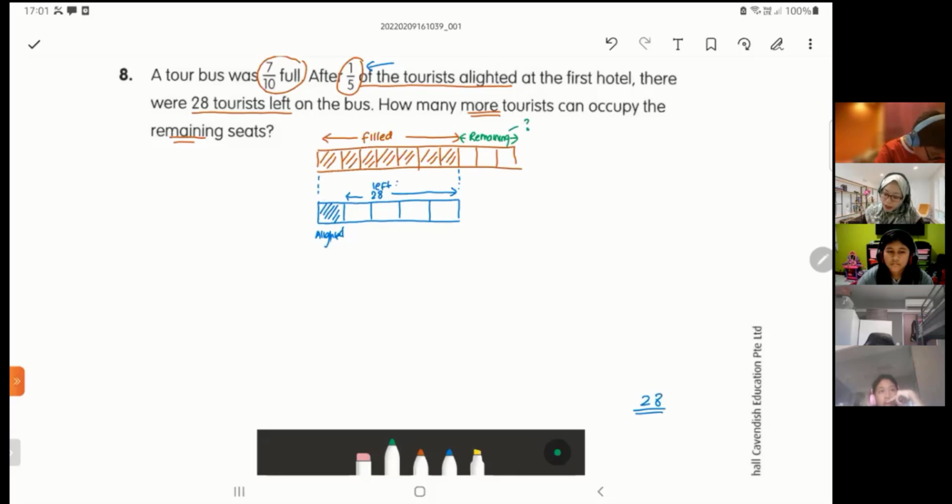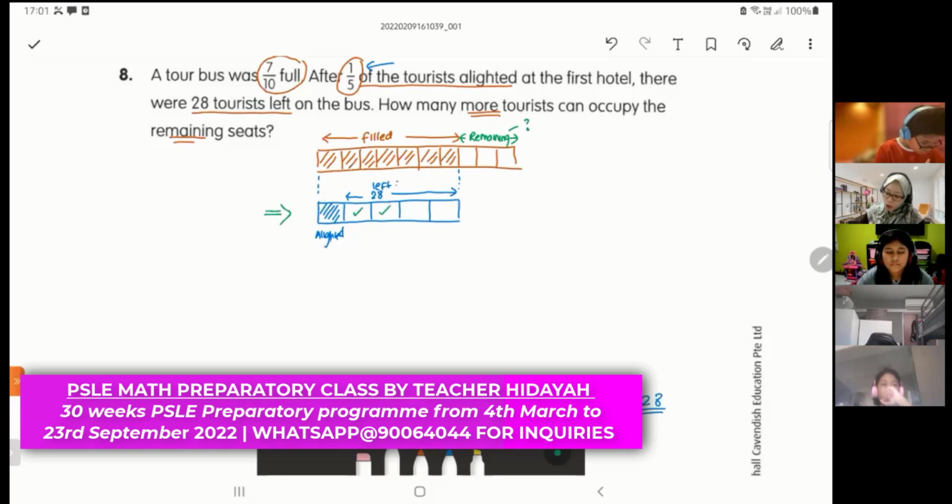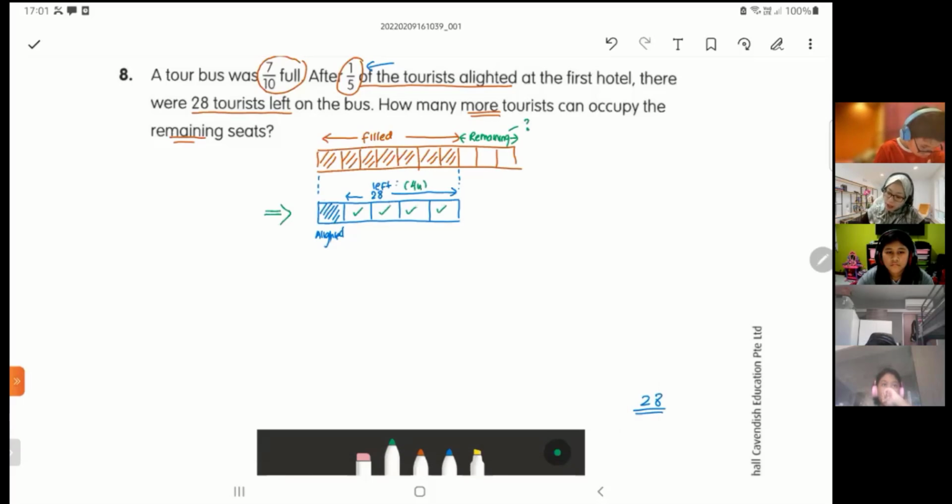So let's focus on this model first. From this model, I can tell how many units is 28. 1, 2, 3, 4. This is 4 units, and my alighted is 1 unit, correct? If I use the unit method, 4 units is 28. 1 unit is 28 divided by 4 equals 7. Now I want to find the whole 5 units, which is 5 times 7 equals 35.